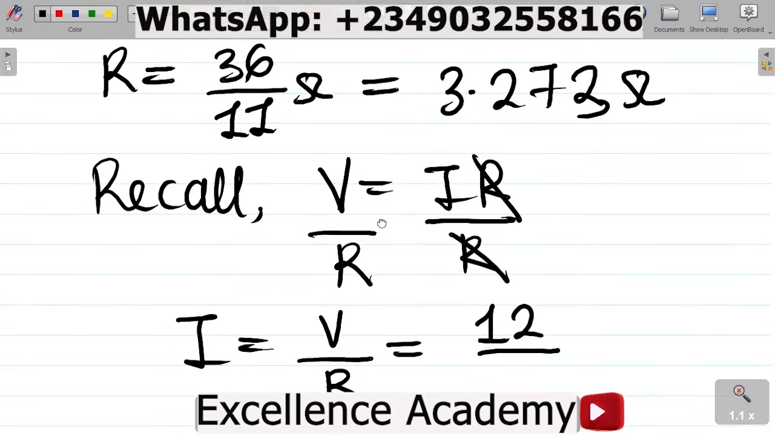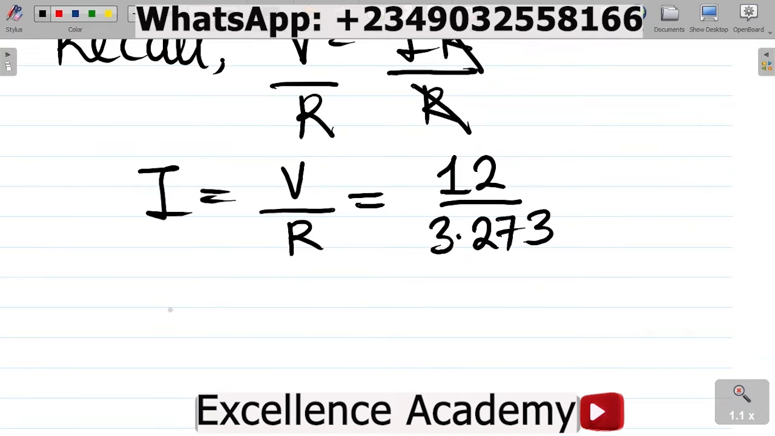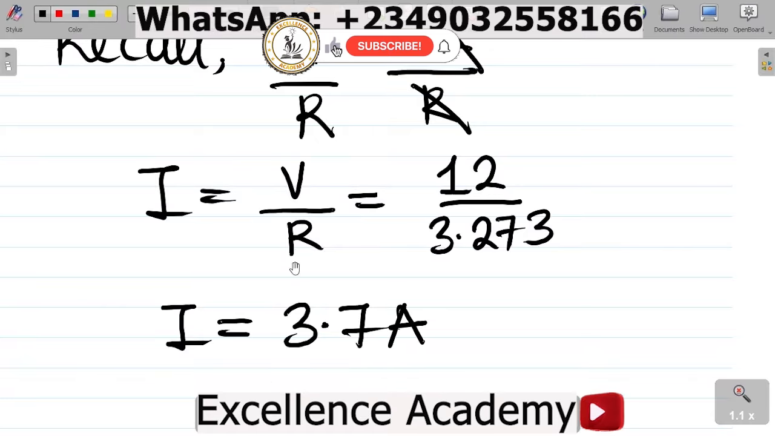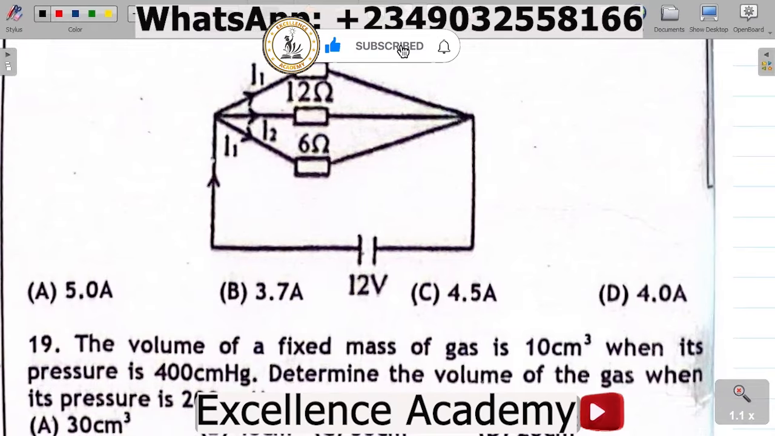The value of R here is 3.273. Let's get this done. So I is equal to 12 divided by 3.273, and that gives you about 3.666, which is approximately 3.7. Current is in amperes. So 3.67 or 3.7, any of them. All right, that's option B, 3.7 amperes.